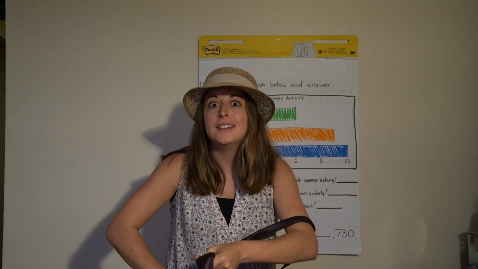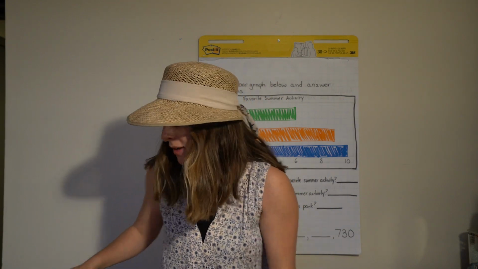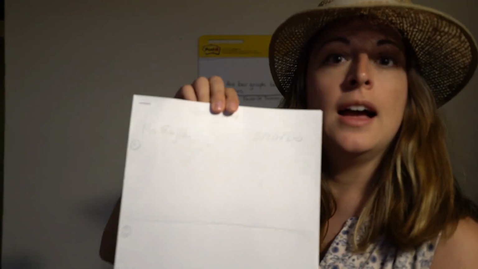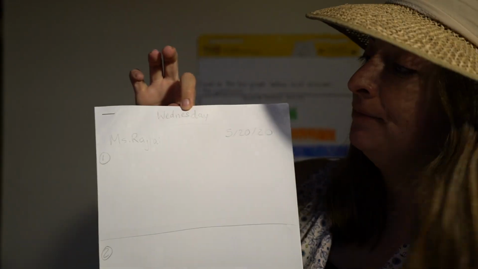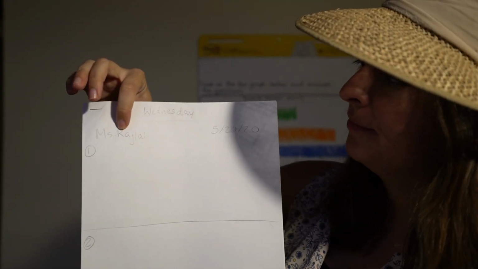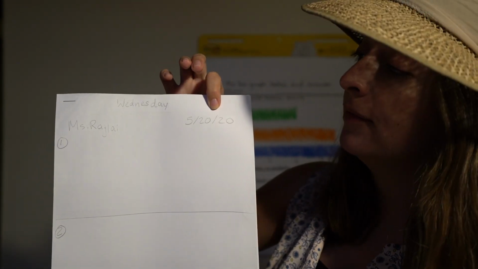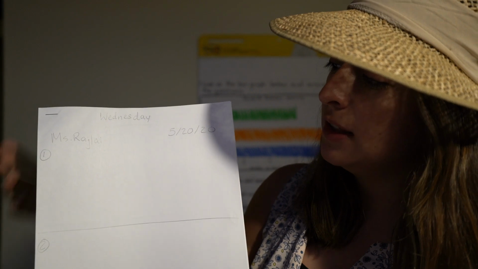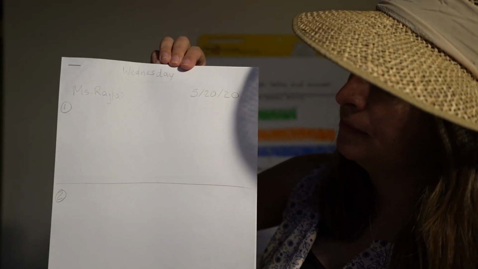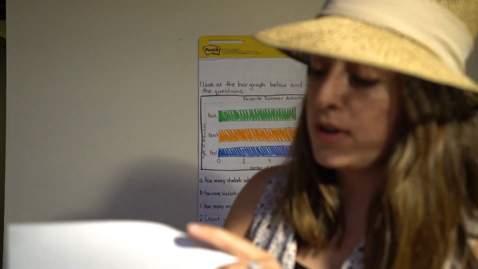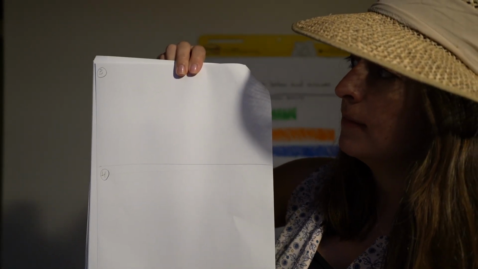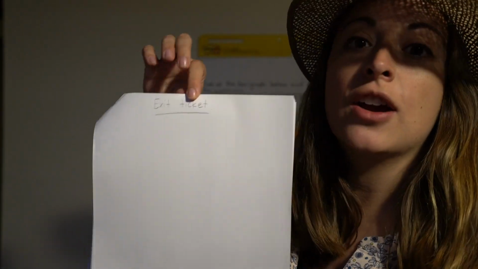Oh, duh, I have to teach you guys today. Sorry, I'm so worried about the beach day. All right, let's get these materials out. At the top, you're gonna write Wednesday, your name, the date, which is 5/20/20, number 1 and number 2 with a line in the middle. And then on the back, you're doing 3 and 4 with a line in the middle. And then on the last page, you're going to write your exit ticket.